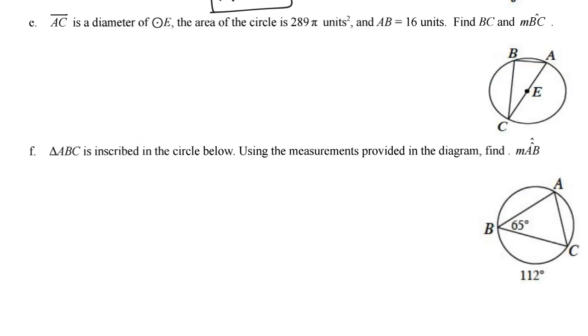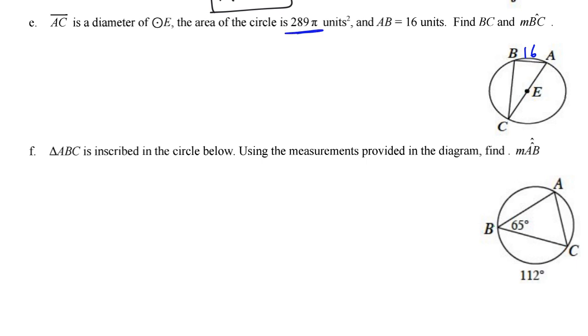We'll move on to question E. AC is a diameter of circle E, and the area of the circle is equal to 289 pi units squared. AB is given to us as 16, so I'll put this information down on the circle. You want to find not only the segment BC, which represents a chord, but also the measure of arc BC.